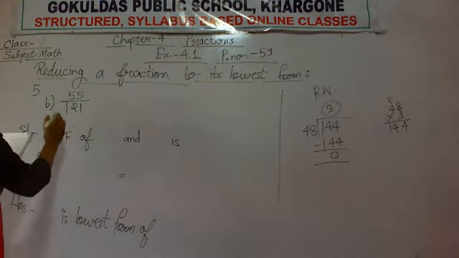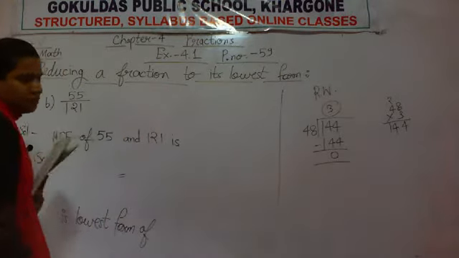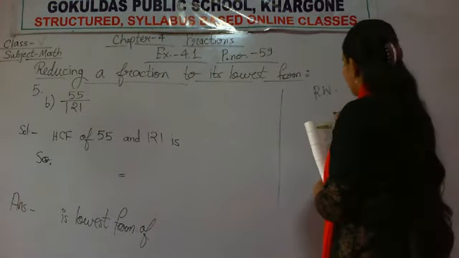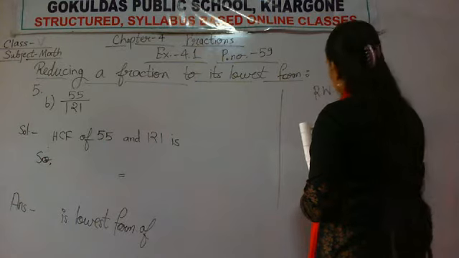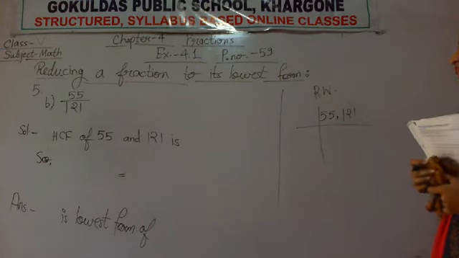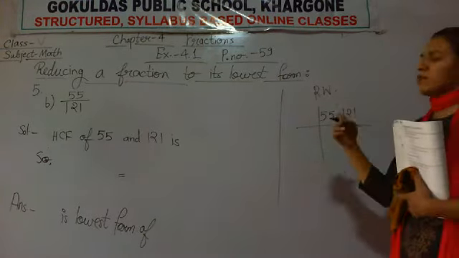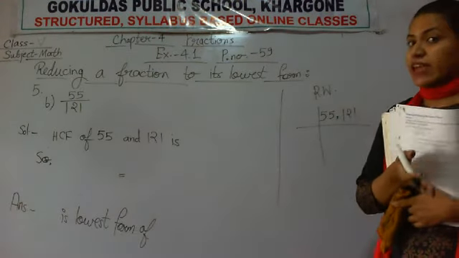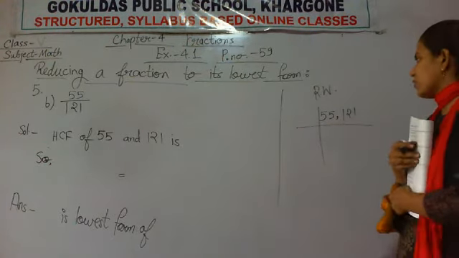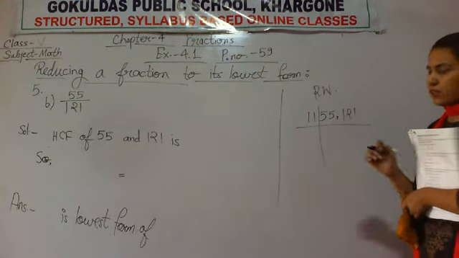So HCF of 55 and 121 is, we don't know right now, so in rough work we will find the HCF. 55 comma 121, both are odd numbers, and both are not divisible by 2, not 3, not by 5, not by 7, not by 9. Sorry, 9 is not a prime number. Then 11. So both are divisible by 11.